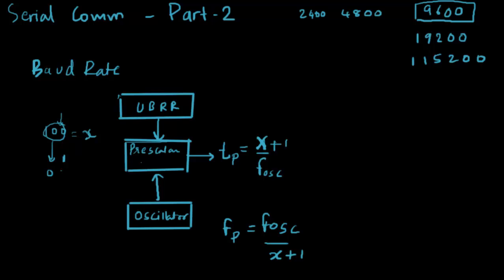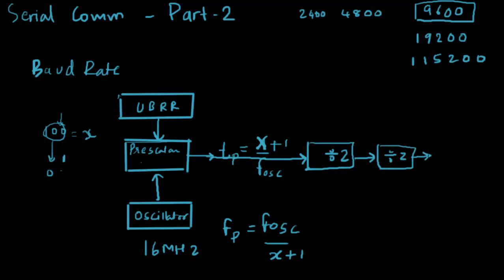Now this runs at, say, 16 megahertz or 8 megahertz, and the value that you get here is still pretty large. So what is done inside is, it is divided by 2, then it is divided by 4, and it is divided by 2 again. We'll see what happens here. And the last section, where it is divided by 2 again, could be bypassed, and you could get one of these two values as the baud rate.